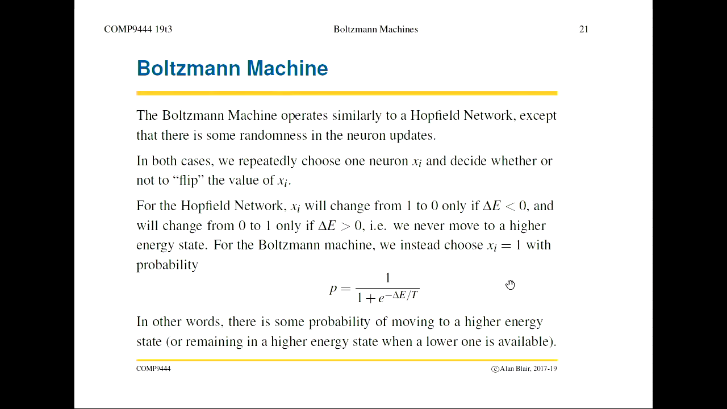So if delta E is positive, then we're more likely to choose 1, and if delta E is negative, we're more likely to choose 0. But it's not guaranteed. There's always some randomness.